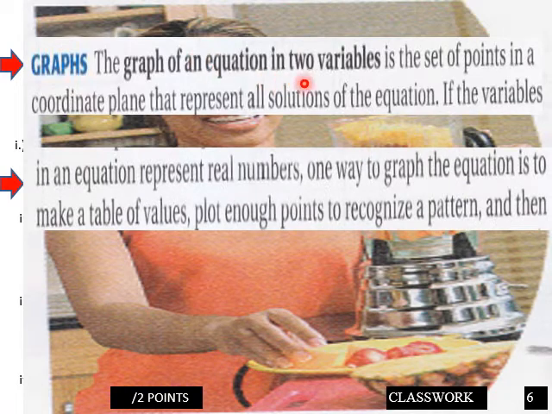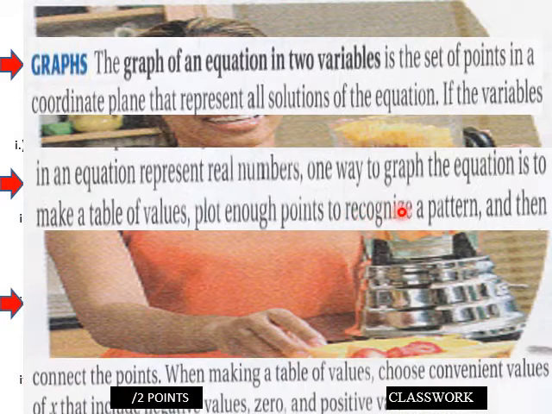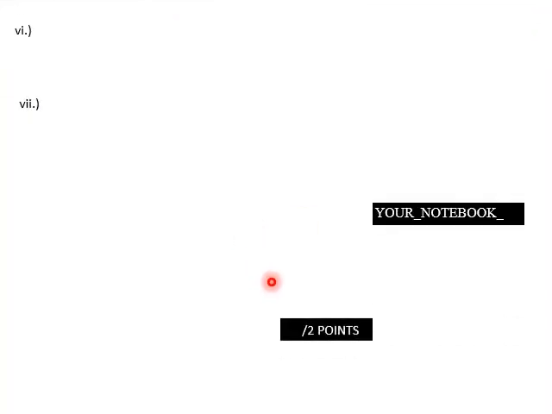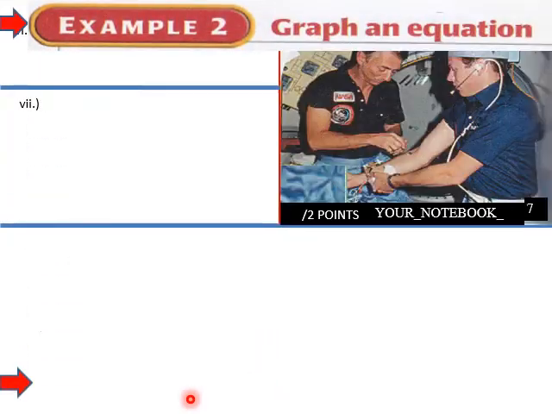Okay, the graph of an equation in two variables is a set of points in a coordinate plane that represent all solutions of the equation. If the variables in an equation represent real numbers, one way to graph the equation is to make a table of values, find enough points to recognize a pattern, then connect the points. When making a table of values, choose convenient values.